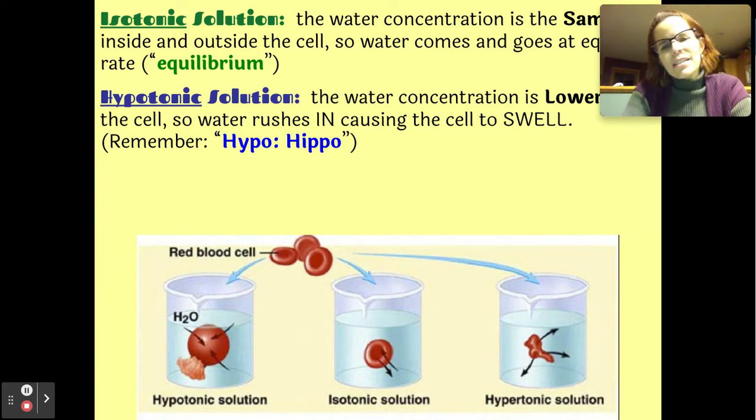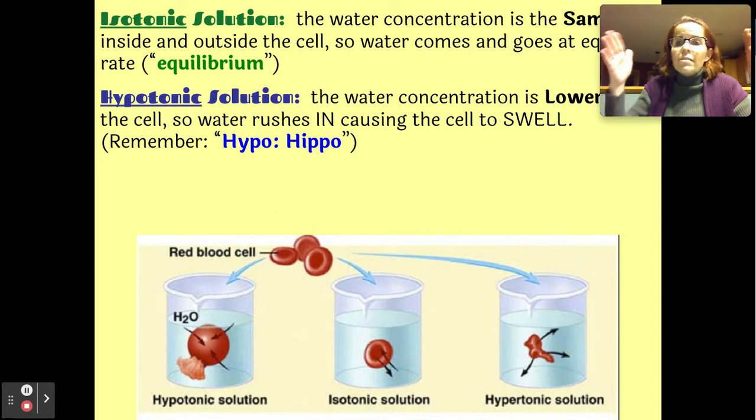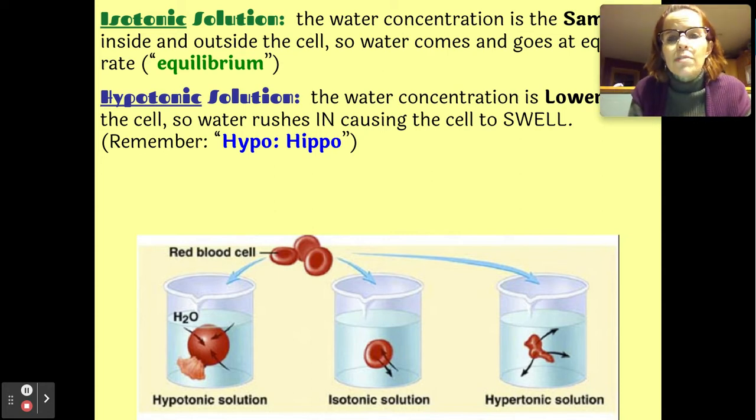So look at what happens in the hypotonic solution. That's a problem for a red blood cell. It gets bigger and bigger, and because our cells are like water balloons, they pop if too much water enters into them. That's a bad thing. So what's an example of a hypotonic solution? Distilled water is an example of a hypotonic solution.